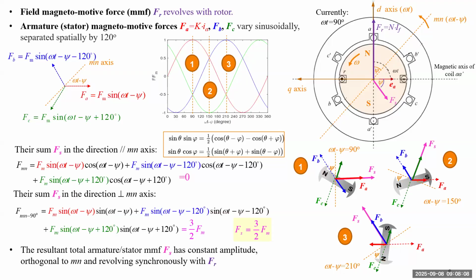Okay, last Friday, we used some effort to prove one fact. That is, the magnetomotive force generated by the field winding and armature winding will have constant magnitude, always perpendicular to some axis which is lagging the d axis by an angle psi.